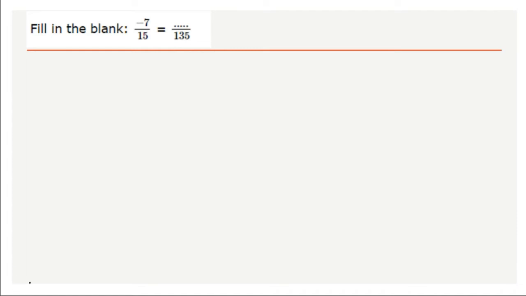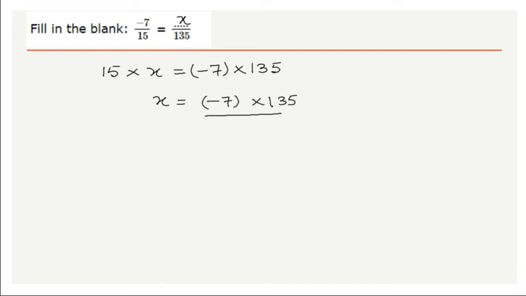Let us solve another question. Fill in the blank. Minus 7 upon 15 equal to blank upon 135. In this blank, suppose I consider this as x. If I use the previous method, 15 times x will be equal to minus 7 times 135. So x value will be minus 7 times 135 divided by 15. Let us simplify this.